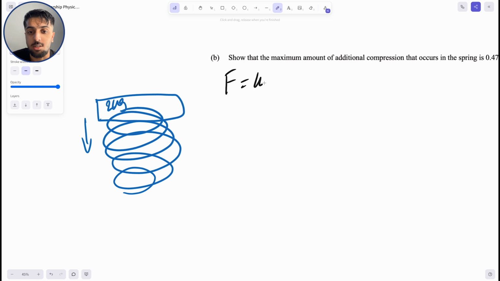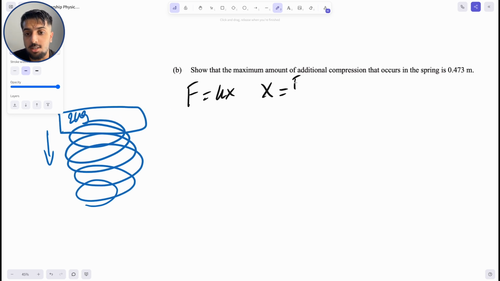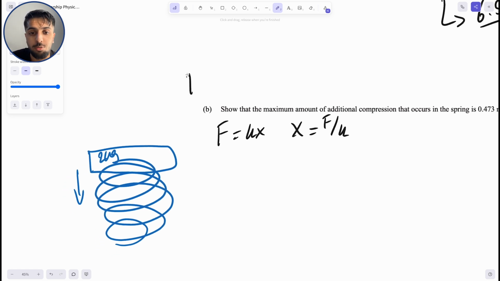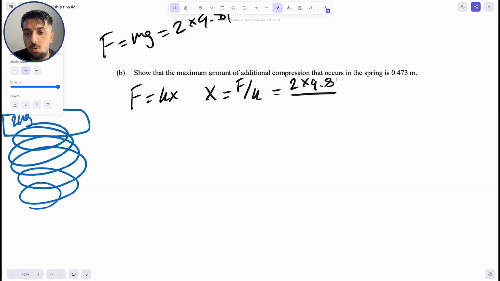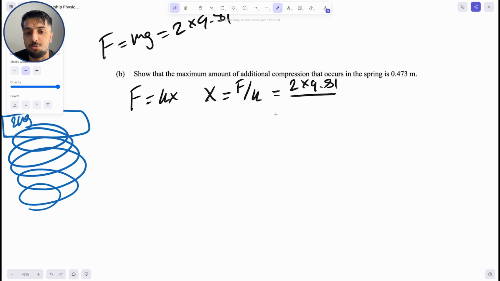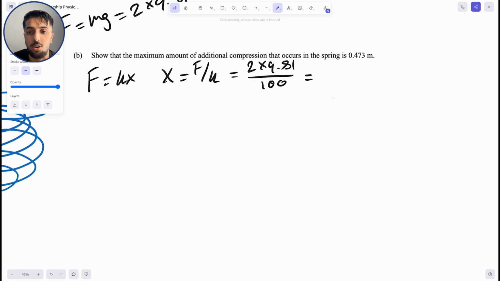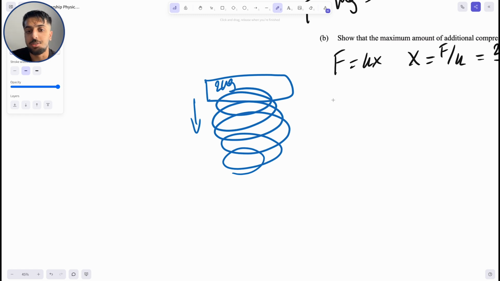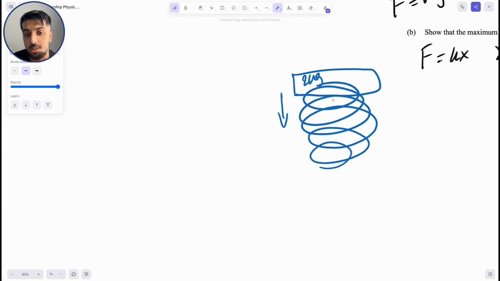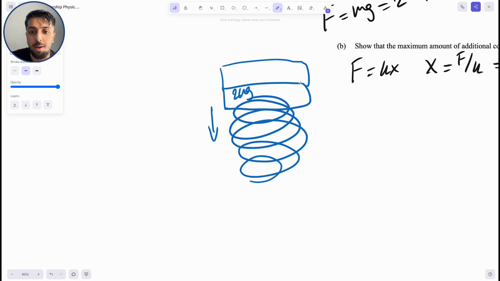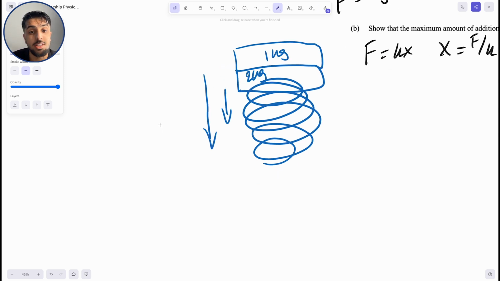We know that F is equal to kx, and therefore x is equal to F over k, where our force in this case is our weight force of the 2 kg mass, and so that's 2 times 9.81, all over the spring constant of the spring, which is stated above here, which is 100, and that gives us a compression of 0.1962 meters. So just by the 2 kg mass being on the spring, it is compressed by 0.1962 meters. However, when we put that 1 kg mass on, it is going to be compressed further, and this additional compression is what we're looking for, and we can call that delta x, right?